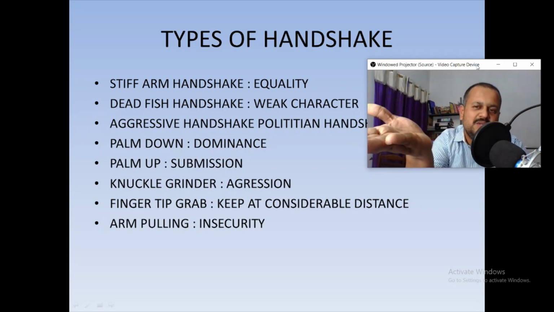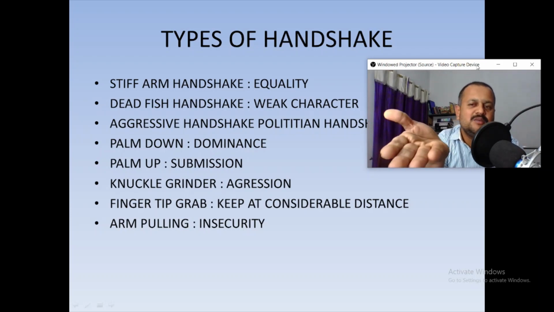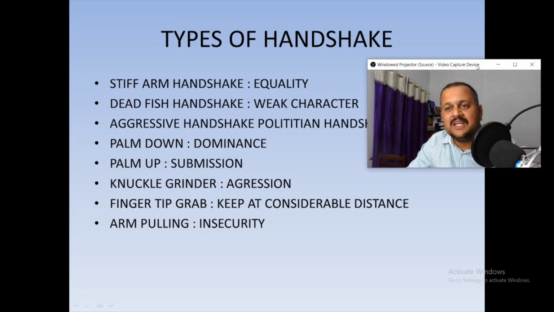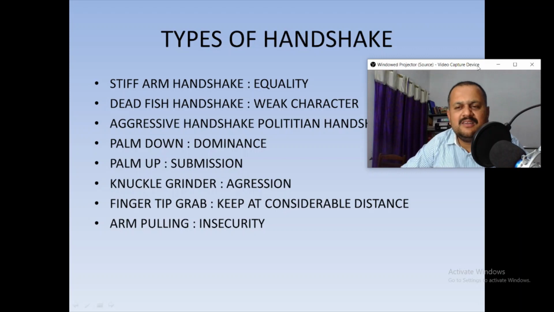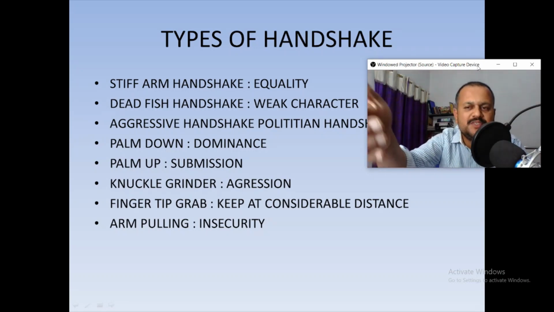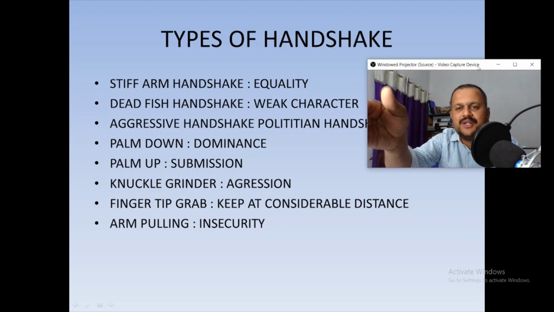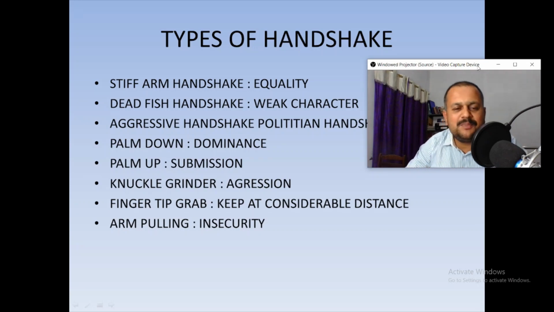Whereas giving somebody else a handshake by posing your hand like this may mean that you are submissive. Knuckle grinder, if you put too much pressure on somebody else's palm, may mean that you are aggressive. If you don't want to touch the full palm of the opposite person, but only want to touch the tip of those fingers, that may mean that you want to keep distance. Pulling somebody else's arm may mean insecurity.